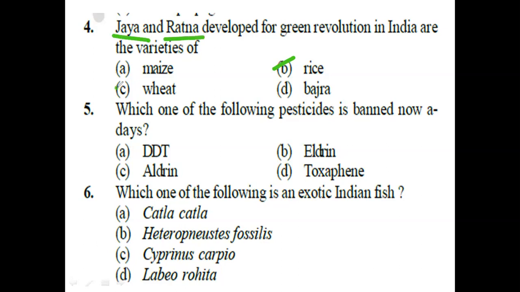Which one of the following pesticides is banned nowadays? It is DDT, dichlorodiphenyltrichloroethane. Which one of the following is the exotic Indian fish? It is called Cyprinus carpio. It is the exotic Indian fish.